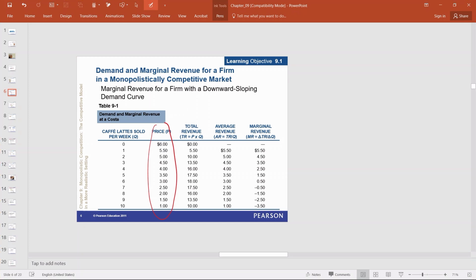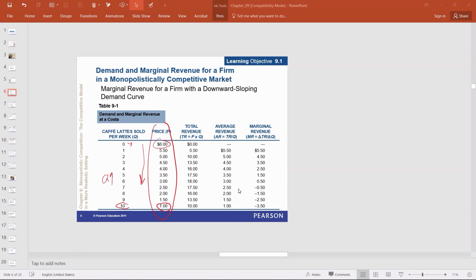As the firm reduces price, the quantity demanded will increase. So when price decreases, more quantity will be consumed. So at price which is high, $6, nobody consumes. So quantity demand is zero. And when the price is so low, $1, the quantity is at highest. So this is the quantity demanded. So this is what explains the downward sloping demand curve.